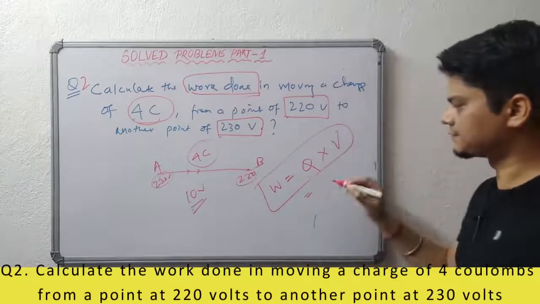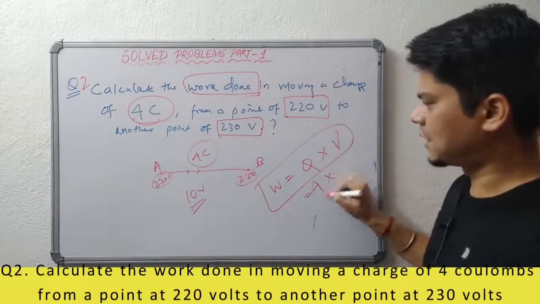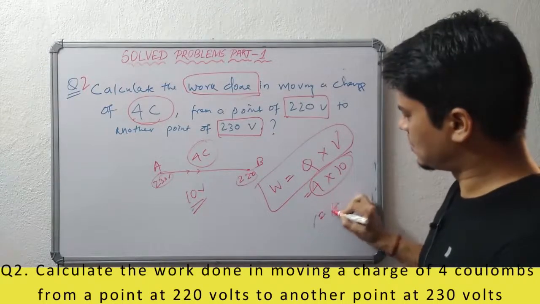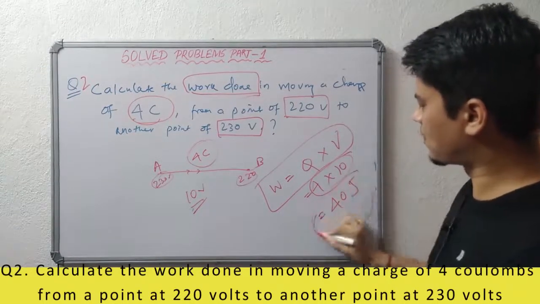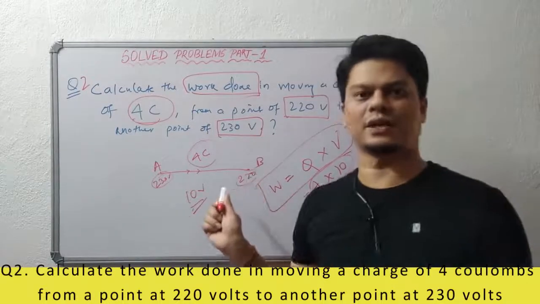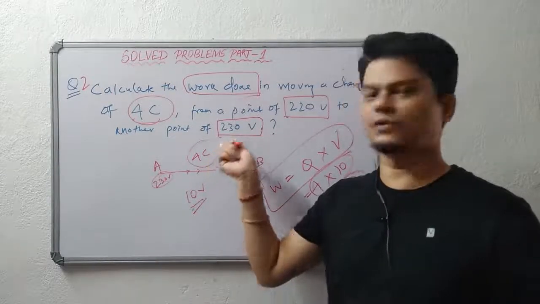How much charge? 4 coulomb. How much voltage, potential difference? 10 volt. So 40 joules of work is done. I hope you understood this question as well, because it is similar to the first question.